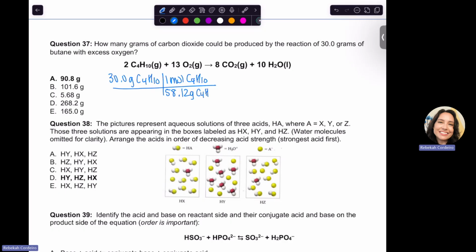If you need help with any of these parts, please text me. We have 2 moles of butane per 8 moles of carbon dioxide. And then for every 1 mole of carbon dioxide, there are 44.01 grams of carbon dioxide. If you need help with this, please go back into the unit, find help videos, go back to the lecture videos, because this is really building on the dimensional analysis skill we were working on all semester. So we should get 90.8 grams of CO2.